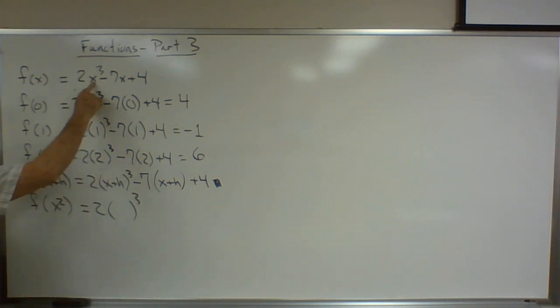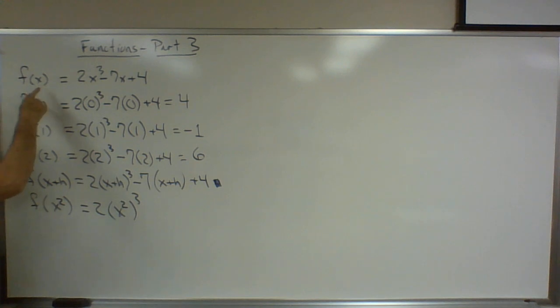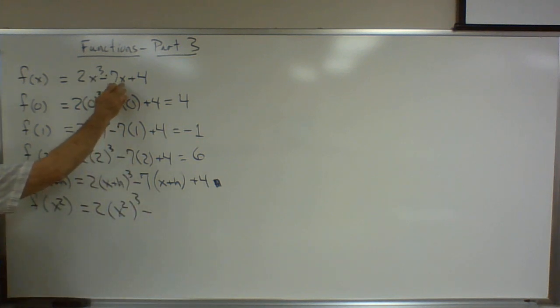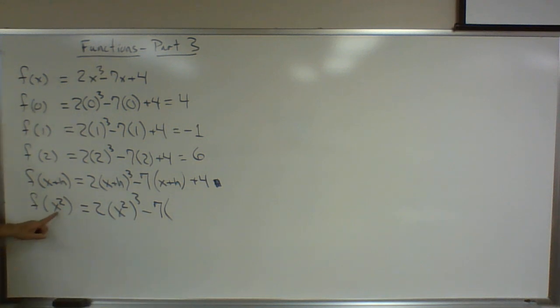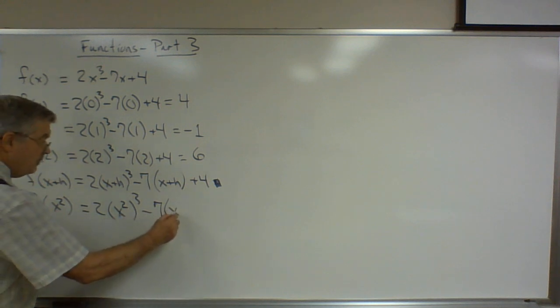So we have x cubed up here. So down here we're going to have x squared cubed. X squared plays the role here that x plays up here. So instead of having x cubed, we'll have x squared cubed. Then we have minus 7x. But x squared plays the role down here that x plays up here in our model. So instead of x, we're going to have x squared.